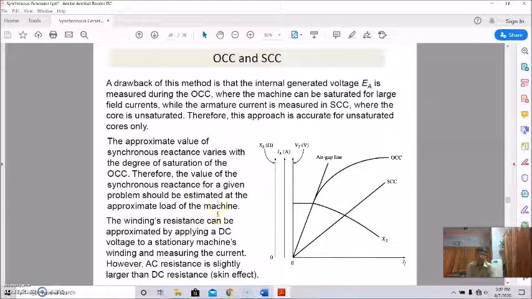Therefore, the value of the synchronous reactance for a given problem should be estimated at the approximate load of the machine, and the winding resistance can be approximated by applying a DC voltage to a stationary machine's winding and measuring the current. However, AC resistance is somewhat larger than the DC resistance due to skin effect. So this is actually the OCC, this is the air gap line, this is the SCC, and this is the variation of XS, versus IA or VT.